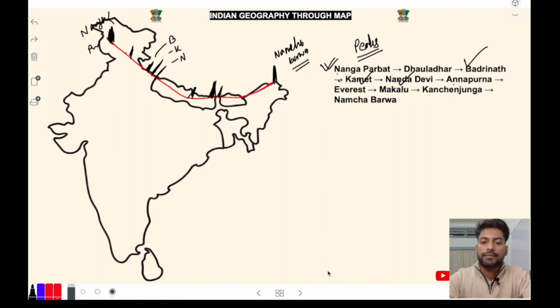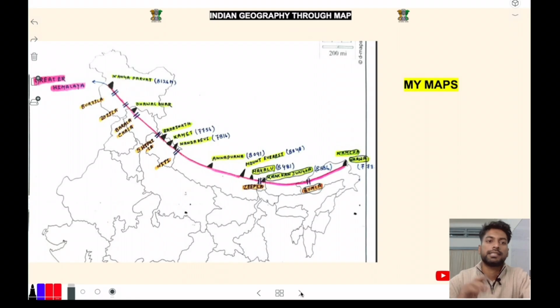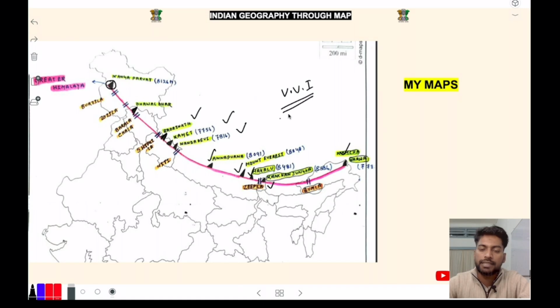Now see, I have created a handwritten map. Here you can see, starting from Nanga Parbat, then you can see Davaldhar in Himachal Pradesh, then Badrinath, Kamet, Nanda Devi with their height. These are all heights in meters. Then Annapurna, Mount Everest, Makalu, Kanchenjunga, then Namcha Barwa. Very important. This map is very important.